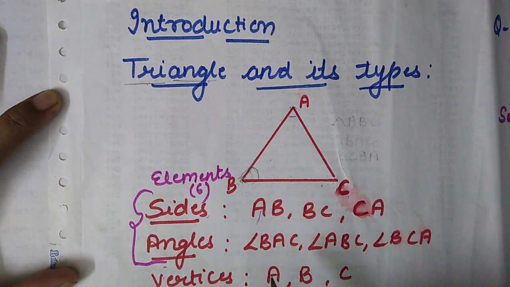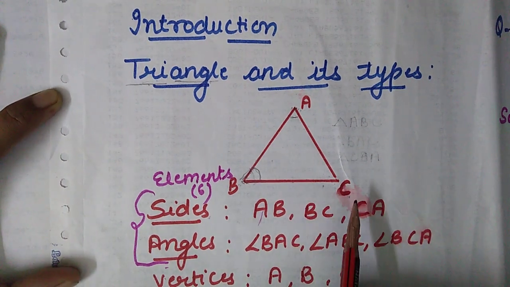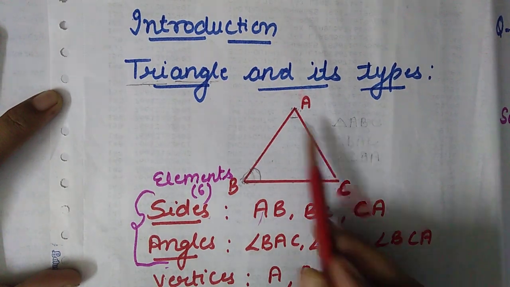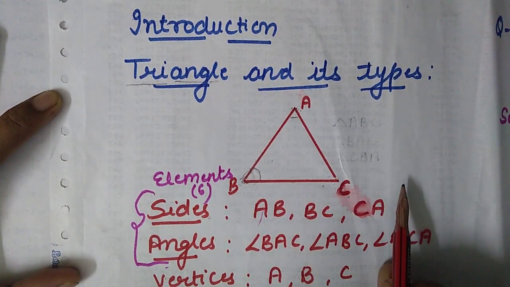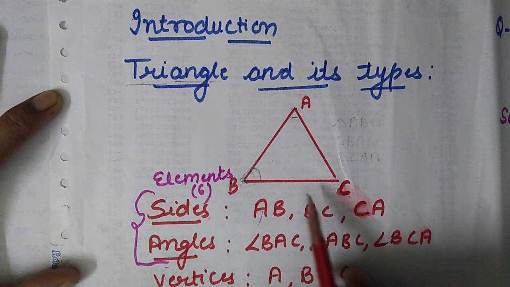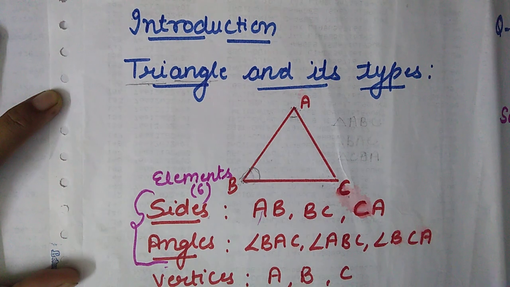Okay, so if I am asking you, write the elements of a triangle, so I will write AB, BC, AC. These are the 3 sides, and angle A, angle B, angle C. These are the 6 elements of a triangle.